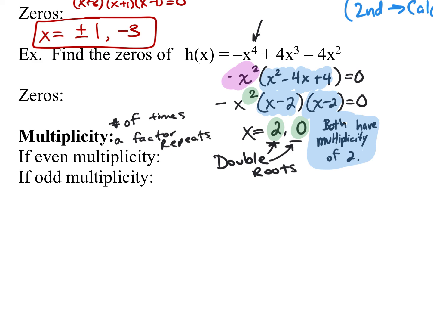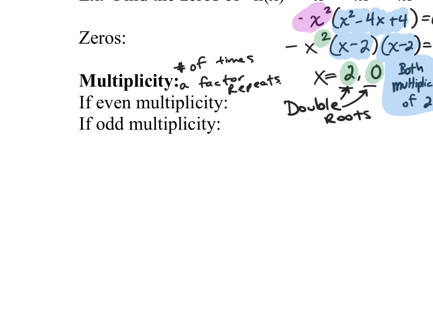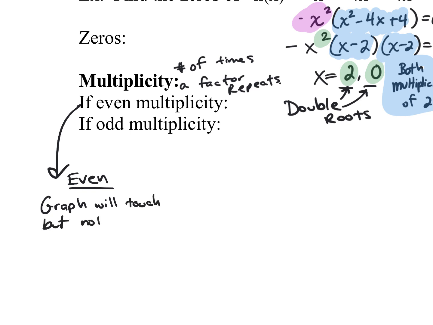Now, when we have an even multiplicity, I'm going to make this a little bit more obvious to see what we're saying here. If we have even multiplicity, our graph will touch but not cross the x-axis. It will appear to bounce at that point.